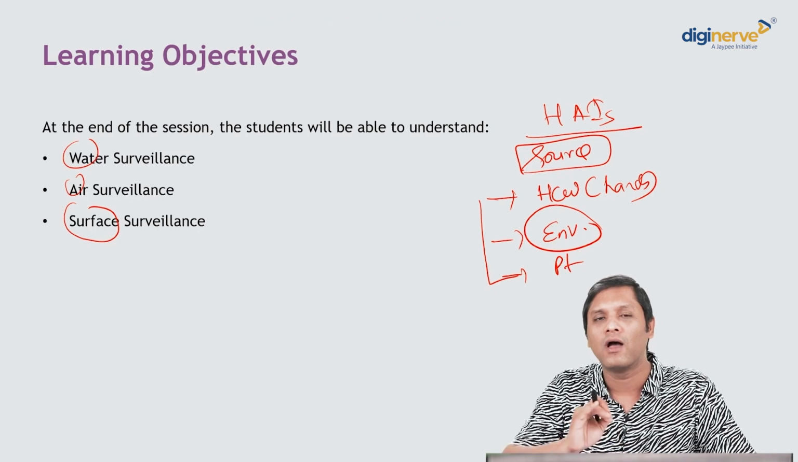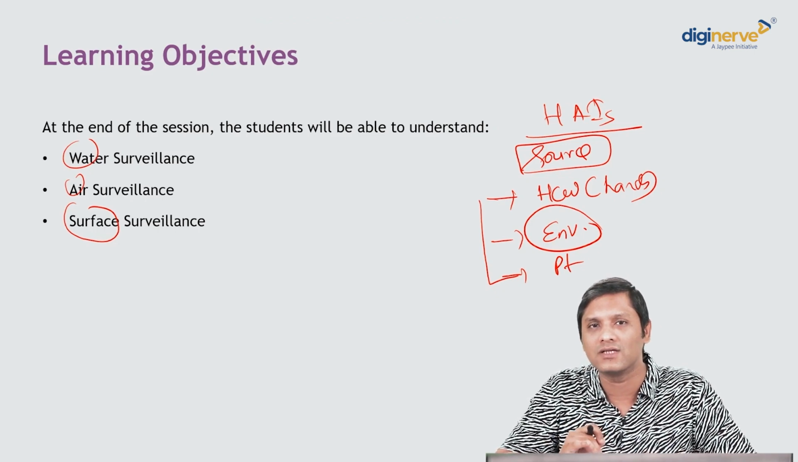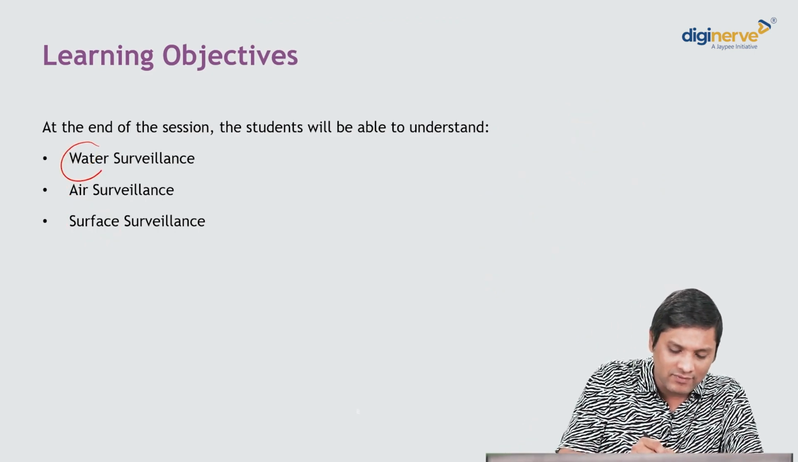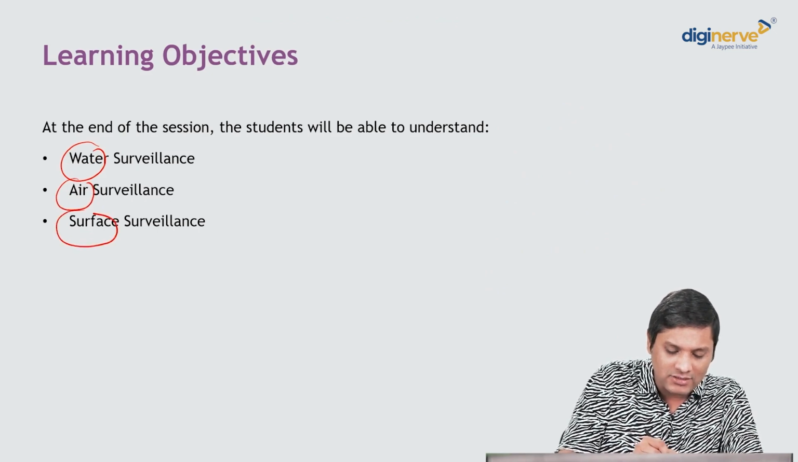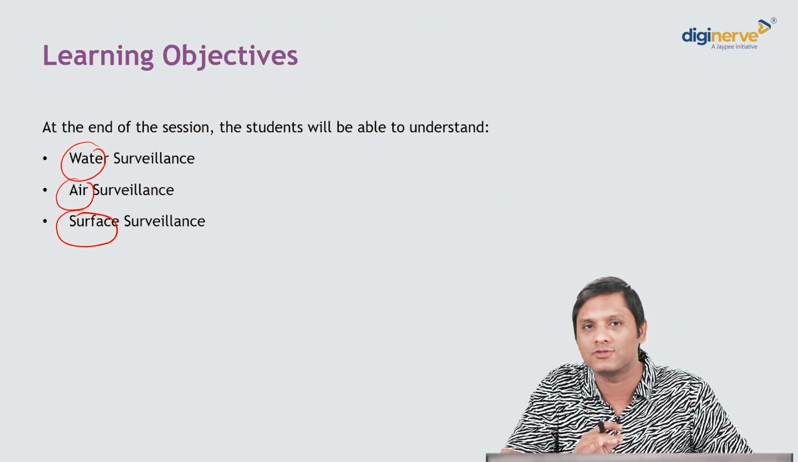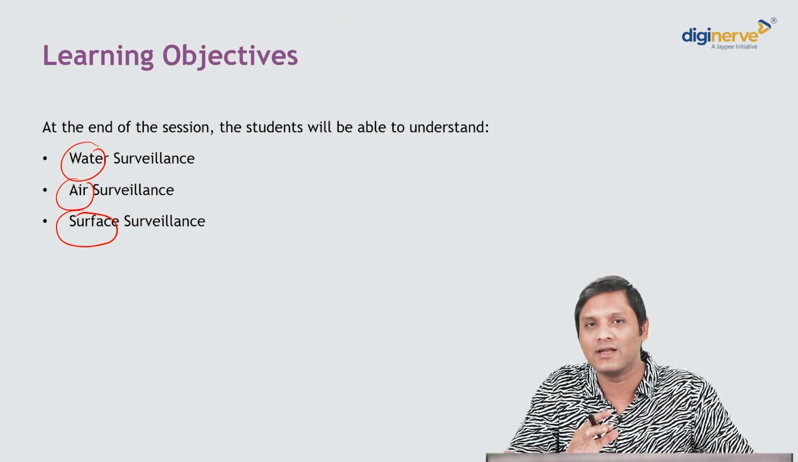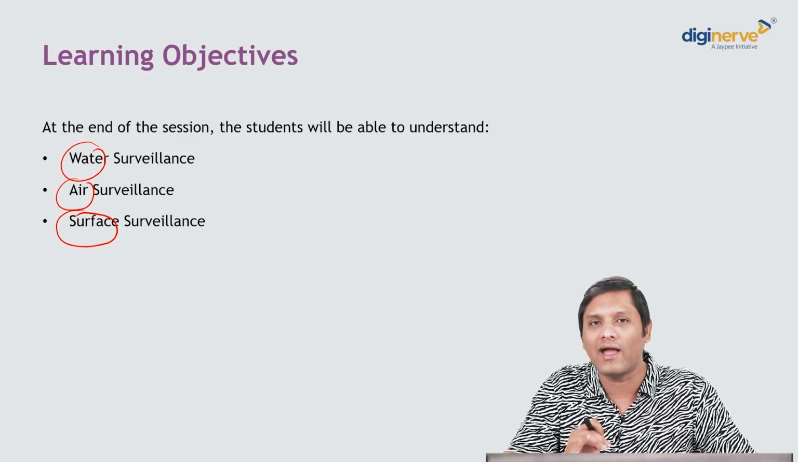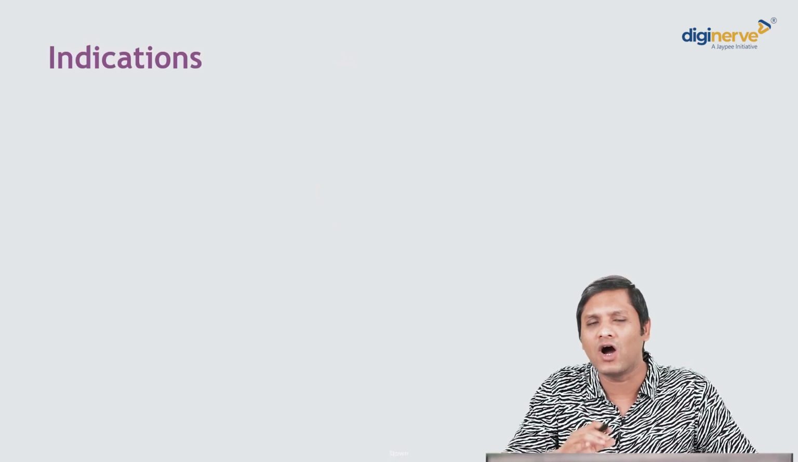So you have to perform environmental surveillance such as water surveillance, air surveillance and surface surveillance from time to time, as and when it is needed, to rule out any environmental contamination of infection. So we'll start with the water surveillance. But first we will see what are the indications of environmental surveillance.